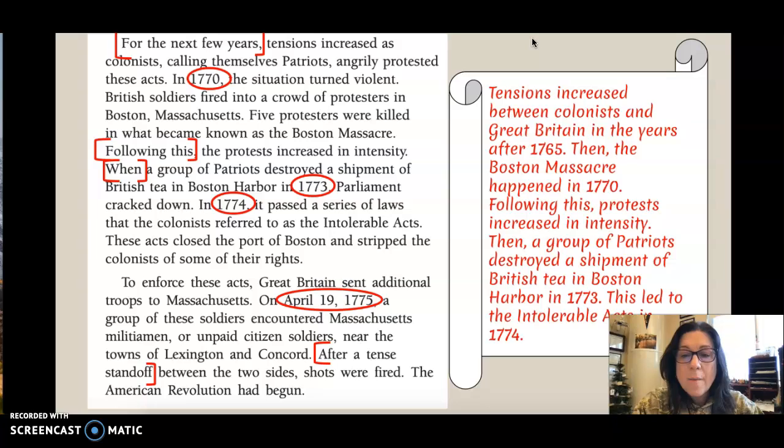The Boston Massacre happened in 1770. Following the Boston Massacre, protests increased in intensity. Then a group of patriots destroyed the shipment of British tea in the Boston Harbor in 1773. And of course, that all led up to the Intolerable Acts in 1774. So I hope that you got that and you're able to connect. Okay, what are the events that led up to the Intolerable Acts?